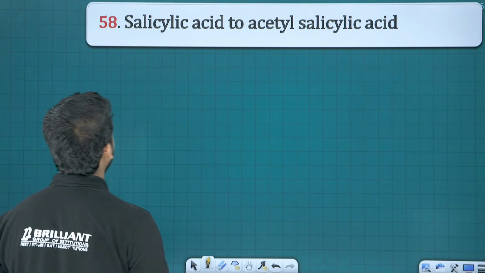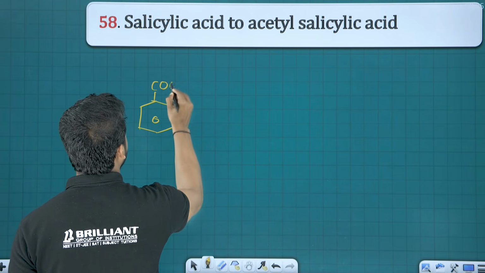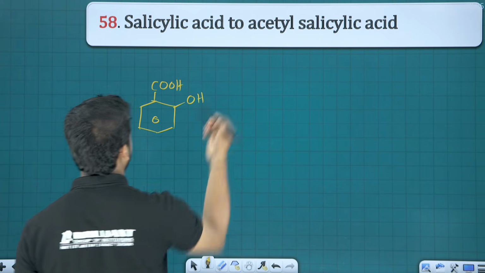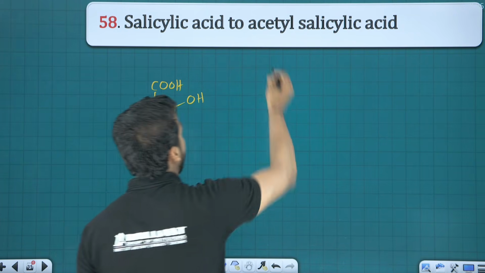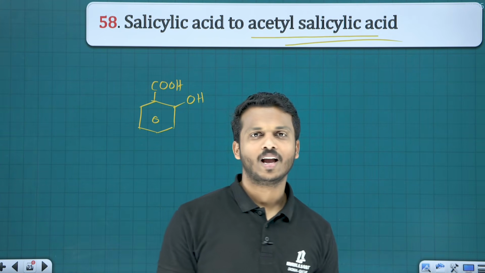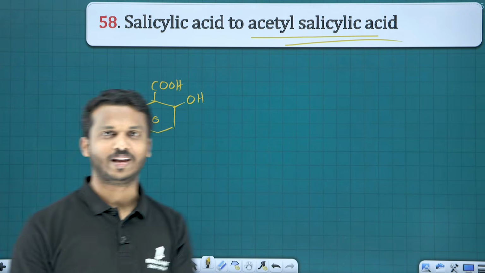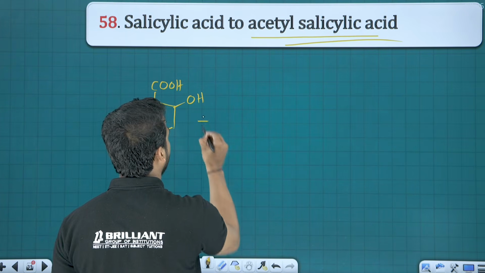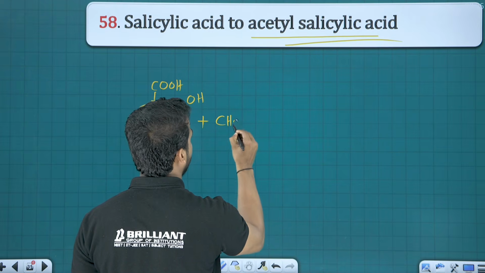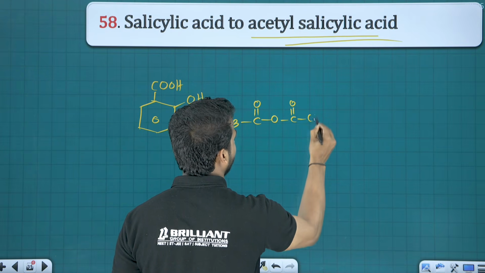Question number 58, salicylic acid. What is salicylic acid, my dear? The acid group and OH are together. Salicylic acid to acetyl salicylic acid. How many of you remember this name? Maybe you remember the other name, aspirin, the medicine aspirin, right? How do you get aspirin? Treat with acetic anhydride.